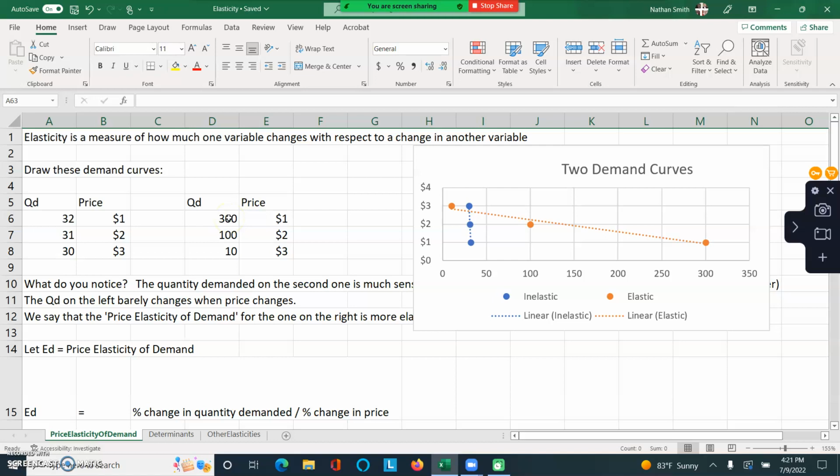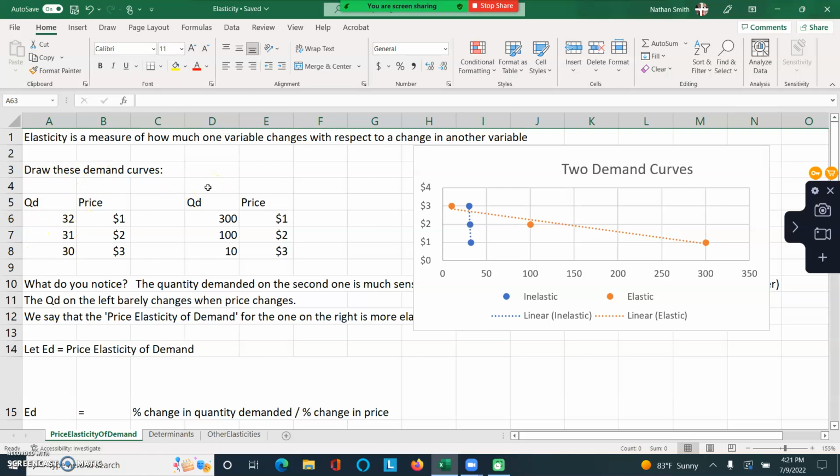Think about, as an analogy here, a rubber band. If I can stretch the rubber band, we'd call it elastic. If I can't really stretch the rubber band, we'd call it inelastic. Now think about stretchiness of demand. I can really stretch the demand on the right. It goes from a very high number to a very low number. So the demand curve on the right is more, quote unquote, elastic than the demand curve on the left.